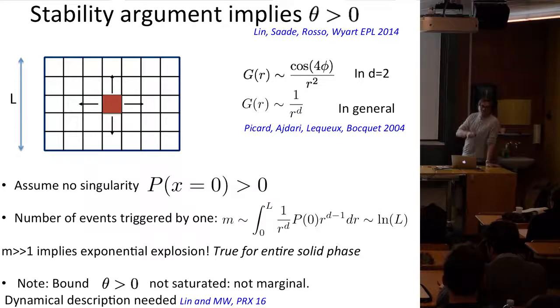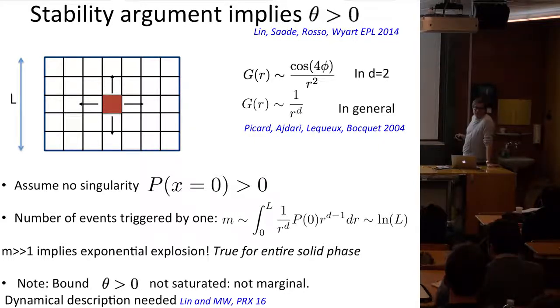So if there was no pseudo gap, as soon as you trigger one guy, you would at least trigger log L new shear transformations, and then you would start to have a lot of activity in your system. You would have an explosion, so it cannot be the case. So that proves that you must have a pseudo gap and that theta must be larger than 0.